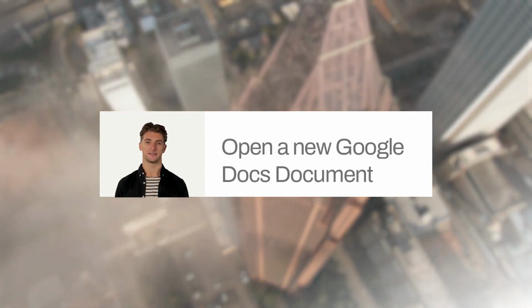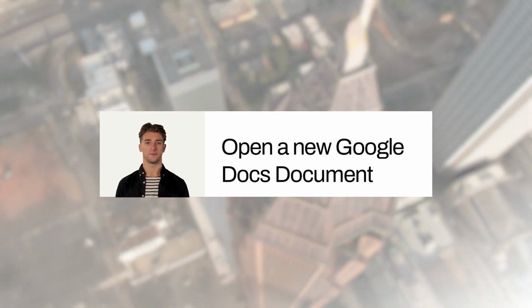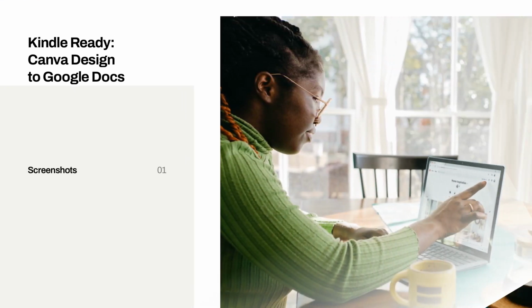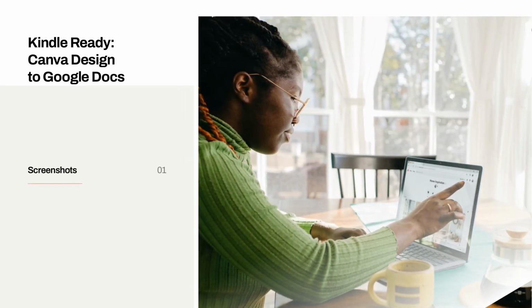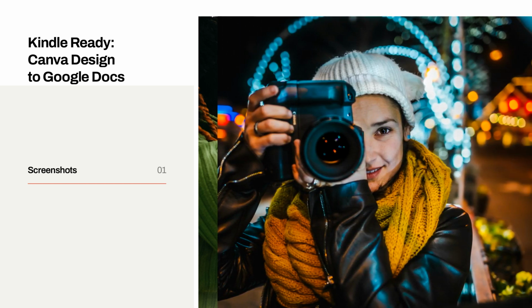Open a new document in Google Docs and adjust the margins to your desired size. This will ensure that your design fits neatly into your document and looks professional. With the margins set, it's time to insert your Canva design into the Google Docs document. Take a screenshot of each page of the PDF design and insert the images into the document. Be sure to adjust the size of the images so that they fit neatly.